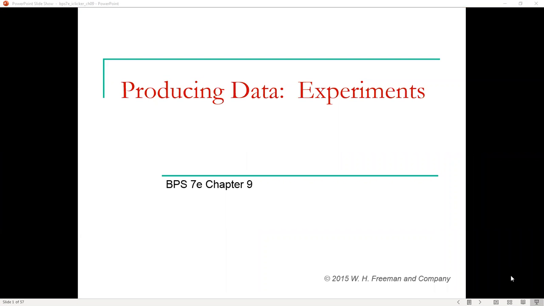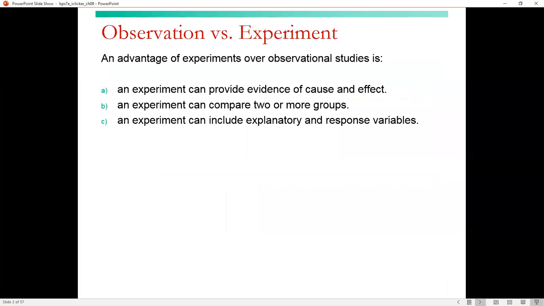All right, let's take a look at the clicker questions for Chapter 9, Producing Data Through Experiments. Observation versus experiment. An advantage of experiments over observational studies is an experiment can provide evidence of cause and effect.